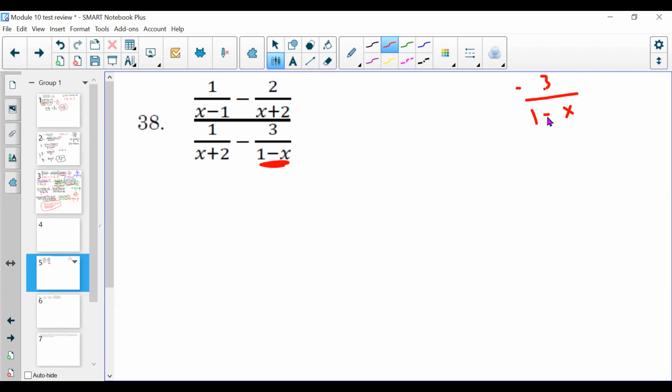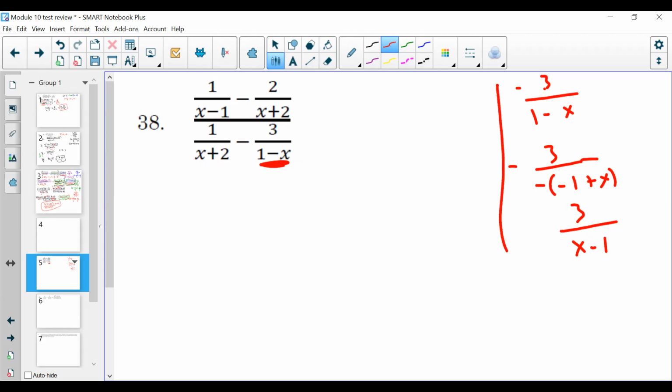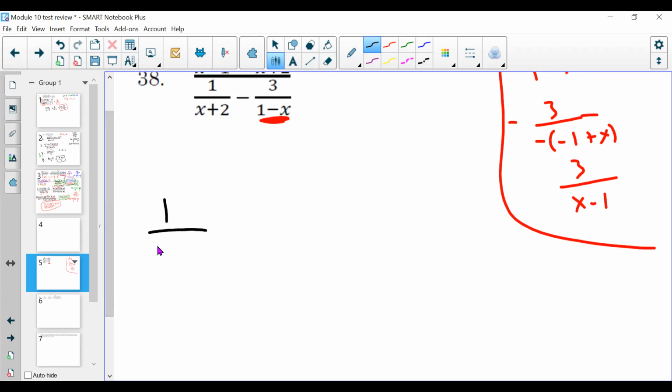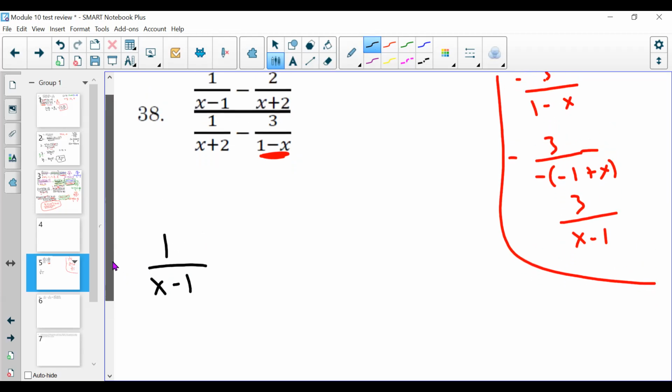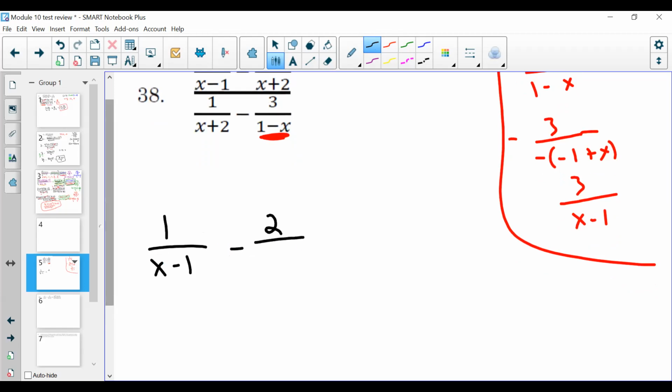So first thing I can do is factor out a negative in the bottom to get negative 3 all over negative of negative 1 plus x. This negative in the bottom can go on the top to give me a positive 3 all over x minus 1. So I can replace negative 3 over 1 minus x with a positive 3 over x minus 1. Just kind of an aside to see what we did. So I can rewrite this whole thing as 1 over x minus 1 minus 2 over x plus 2.